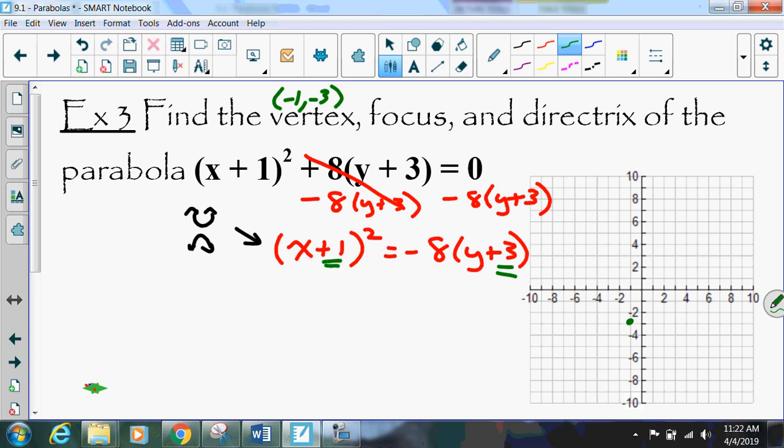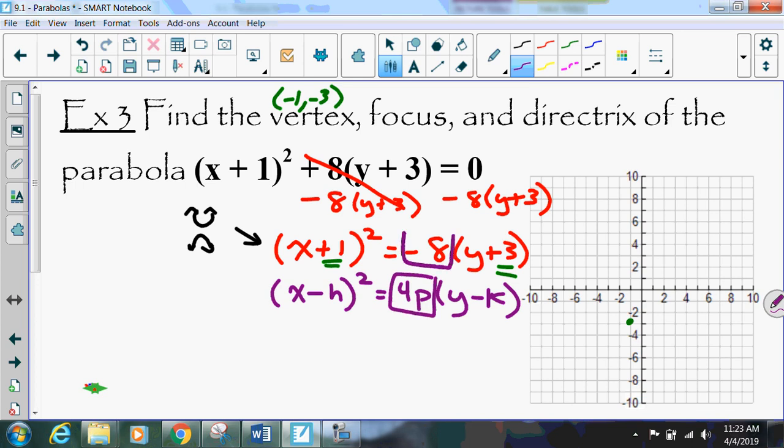And then the focus. Here's how we're going to do the focus. We know that this formula, I'm going to write down the formula underneath, is x minus h squared equals 4p times y minus k. We already got the -1 and the -3. But this 4p right here is the same thing as this -8 right here. Can you guys see that these things represent the same value? So what we're going to do is set them equal to each other. We're going to say -8 is in place of the 4p in my formula. And I'm going to divide both sides by 4 to get that p is equal to -2.